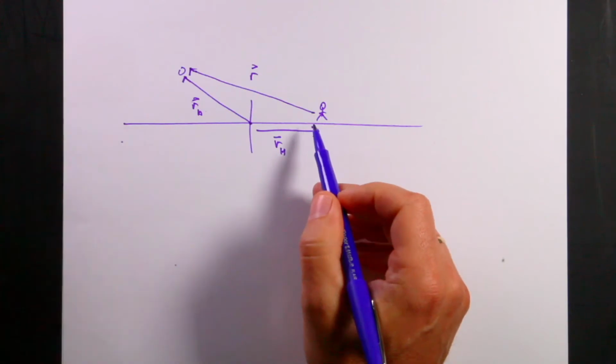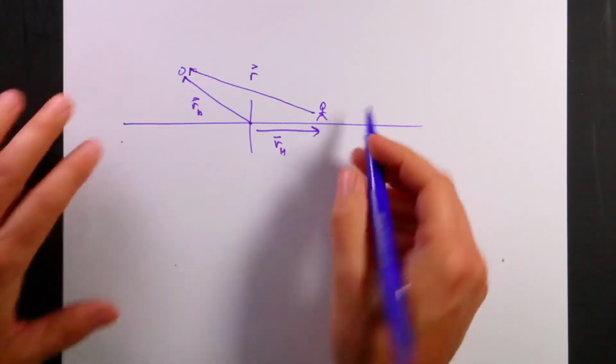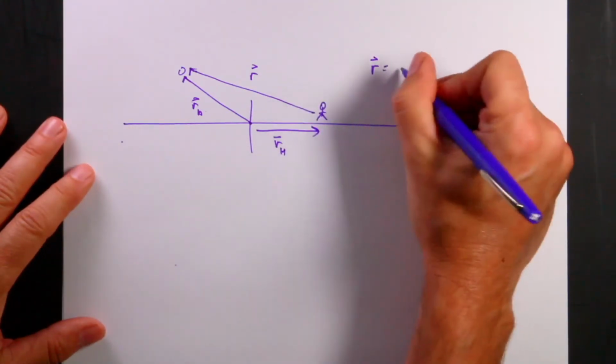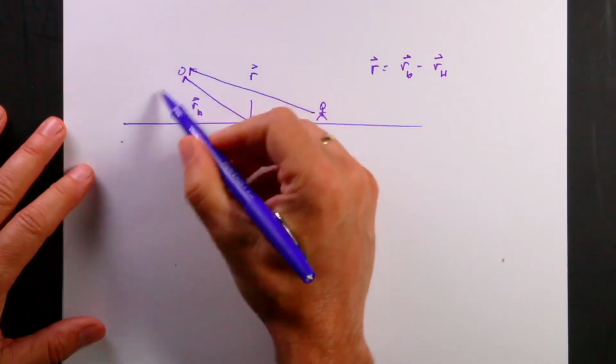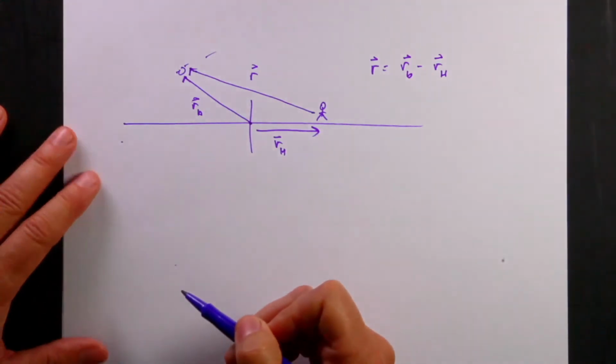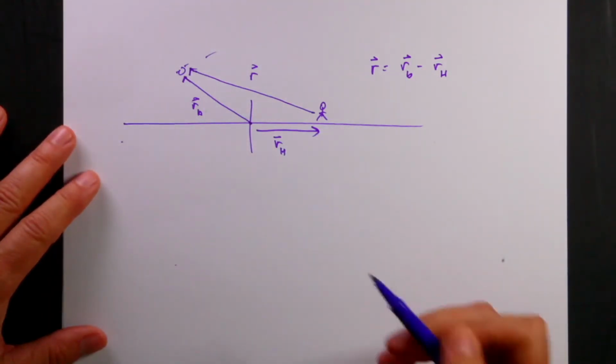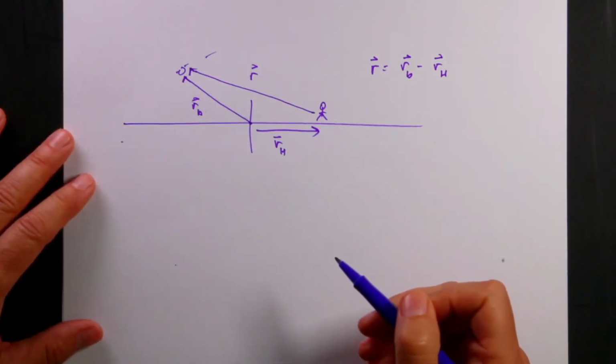R is going to be from the human to the ball. So I could say R is going to be RB minus RH. And so as this ball moves, that R is going to change. But what is the apparent position?